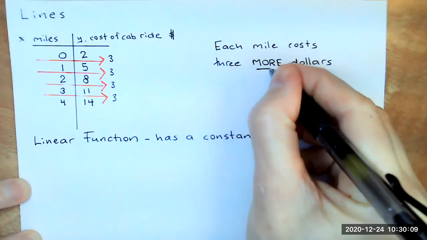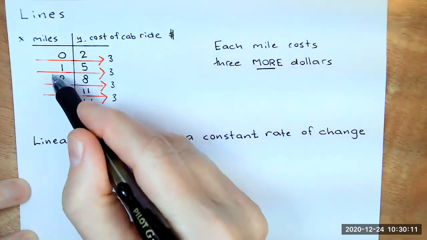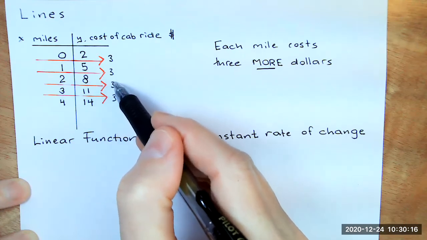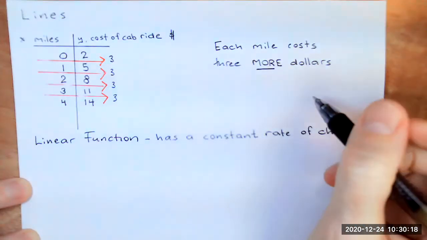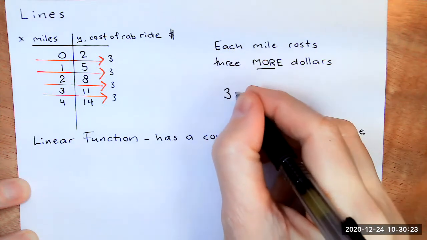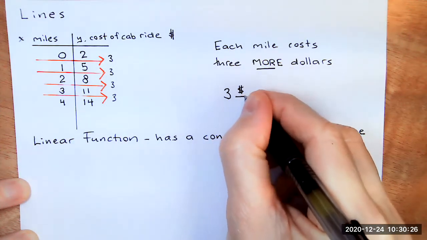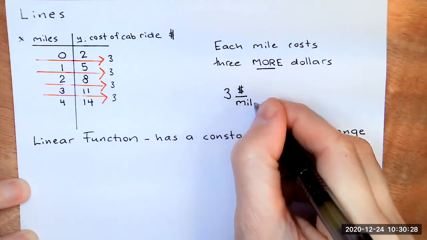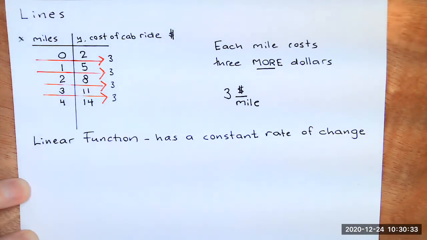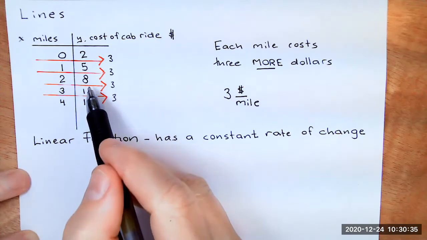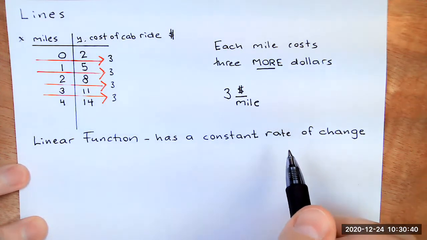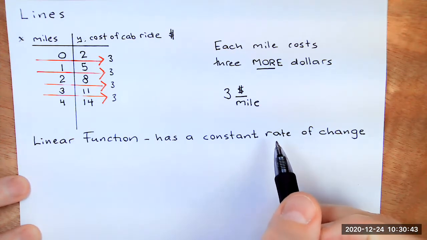And this word more is very important because to go 2 miles is a total of $8, but an additional mile is $3. So that $3 is a rate, and that's $3 per mile. The 8 is just dollars, which is a quantity. So this is precalculus. In calculus, the difference between a rate and a quantity is very important, and it's something you should really pay attention to.